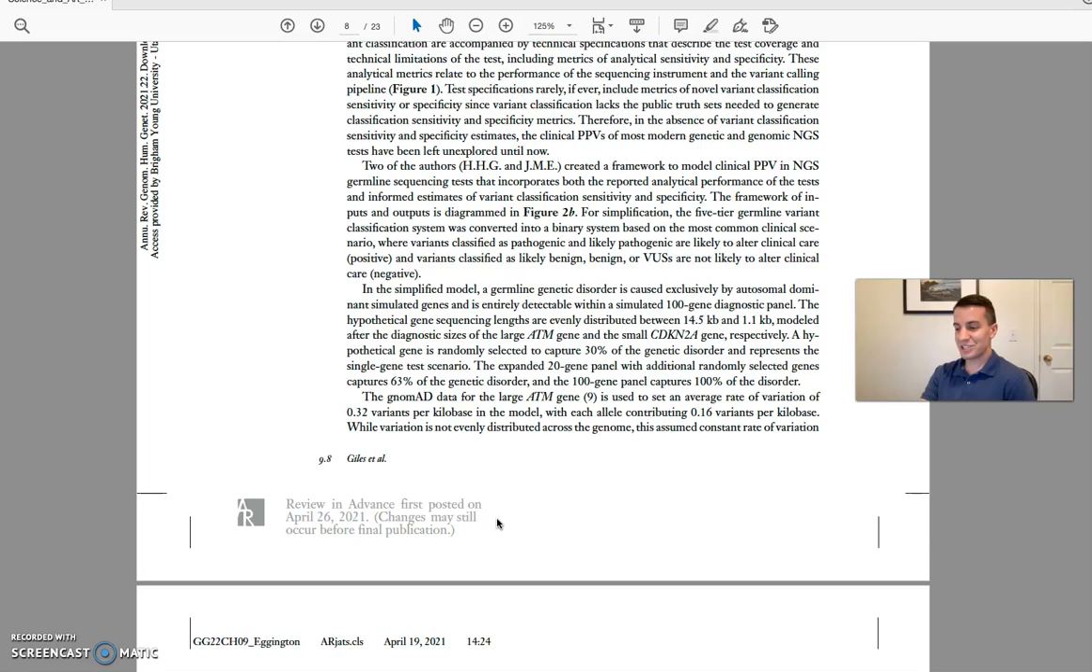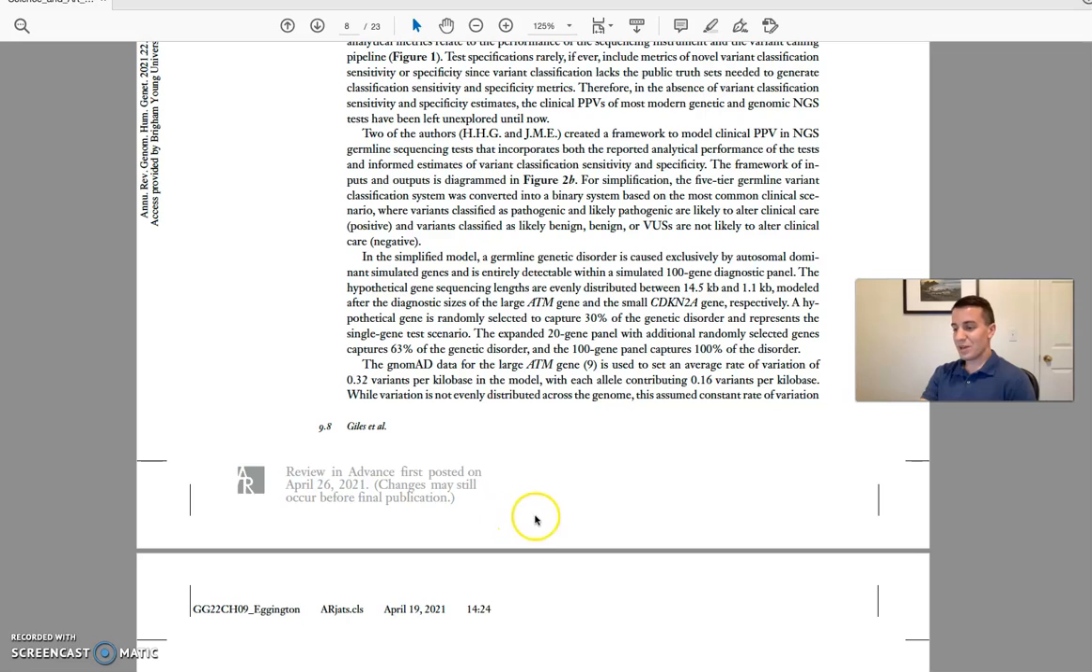A hypothetical gene is randomly selected to capture 30% of the genetic disorder and represents the single gene test scenario. The expanded 20-gene panel with additional randomly selected genes captures 63% of the genetic disorder, and the 100-gene panel captures 100% of the disorder.